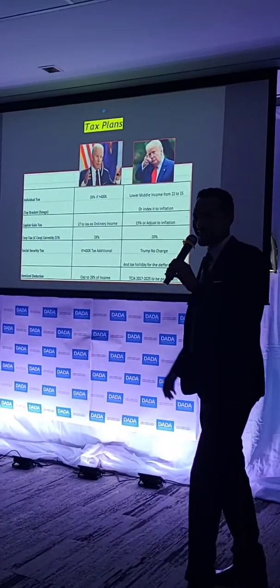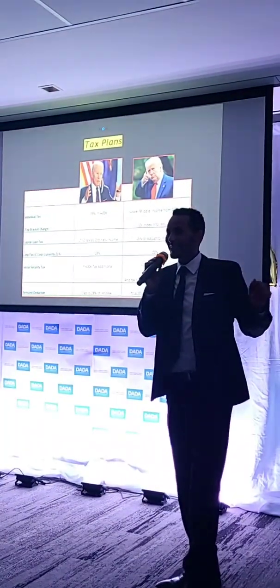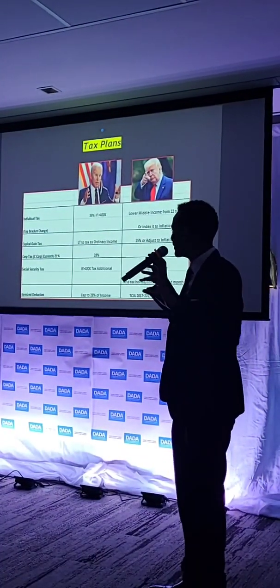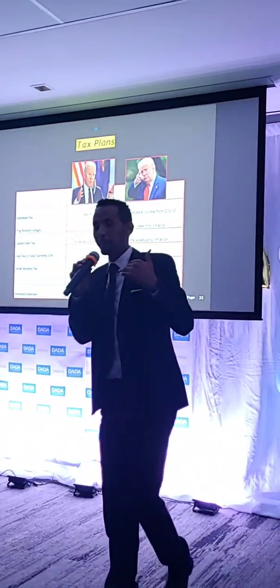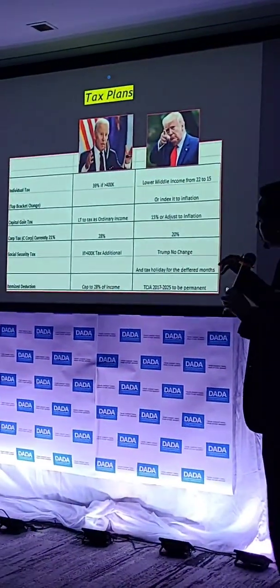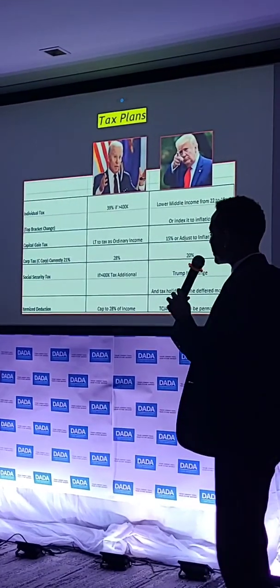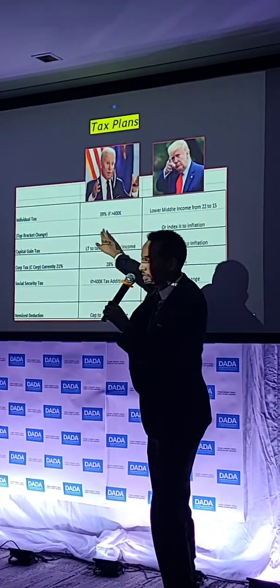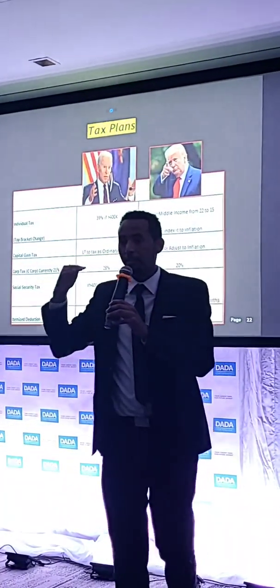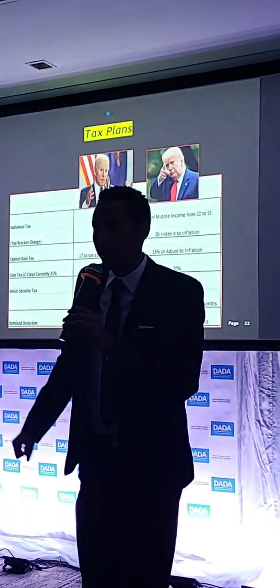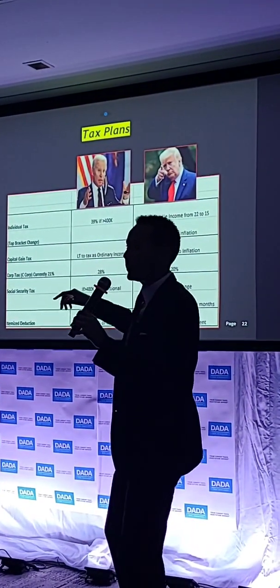Well, you see these two faces, we have been seeing them within the last month. We're not going to talk about the election. I'm just trying to compare both of them and their tax plans. So Biden is saying individual tax brackets have to be lifted up to 39% for those who make 400,000 and more. This means they don't have to pay 39,000.